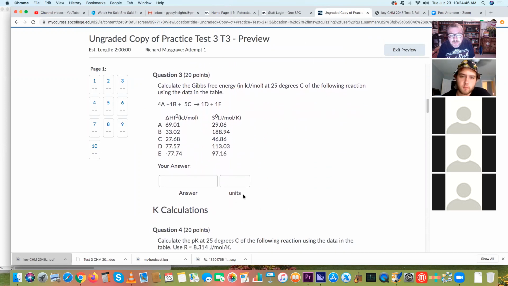So here it is. So Gibbs free energy, what you'll have to do is pretty much what you did in questions 1 and 2. You'll have to figure out delta H, and then you'll have to figure out delta S, and then apply delta G equals delta H minus T delta S.